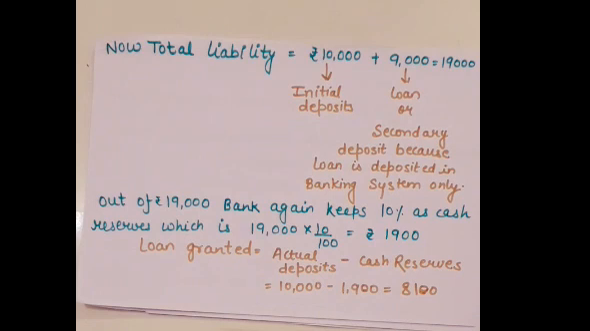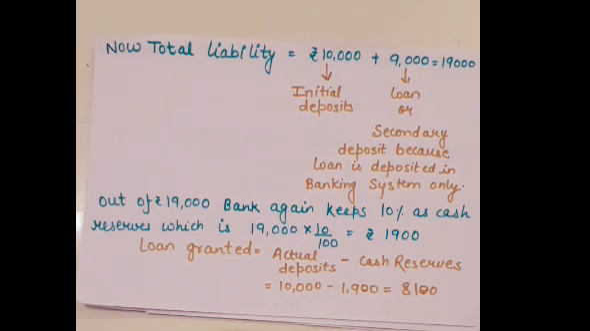So the total liability of the bank is now 10,000 plus 9,000. 10,000 initial deposit plus 9,000 loan amount, or we can say these are the secondary deposit, because the loan is deposited in the banking system only. It is not given in the form of cash. So total liability is 10,000 plus 9,000, that equals 19,000. ठीक है. अब देखो बैंक के पास 19,000 रुपए है.